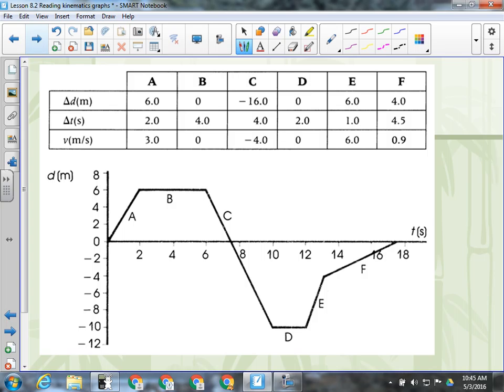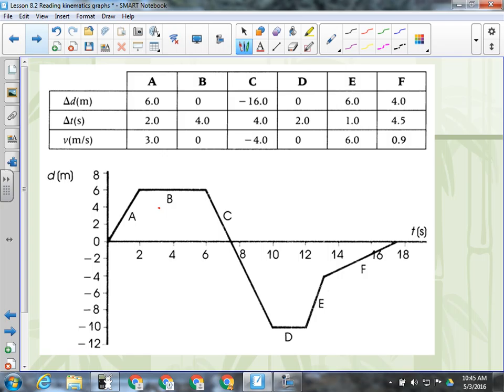I would say the best answer for part A would just be moving forwards at a constant velocity. That indicates position is changing, and here's how. At a constant rate, kind of. For part B, we're looking at an object that's not moving, right? Its position is unchanged. In part C, moving backwards at a constant velocity. And for part D, stationary. Part E, forwards at a constant velocity. And what about F? Again, a constant velocity.